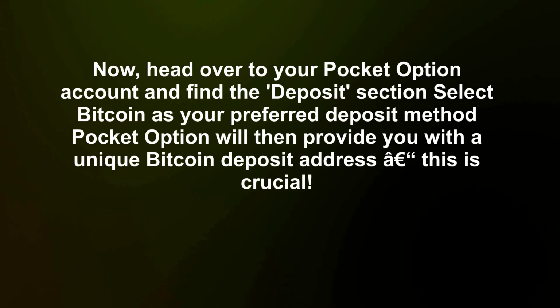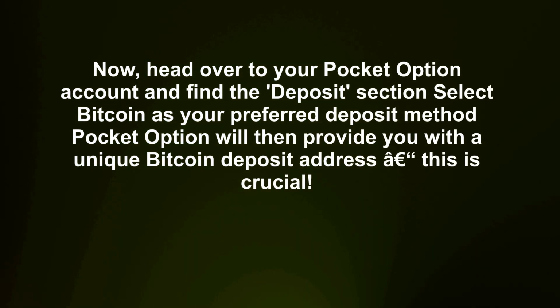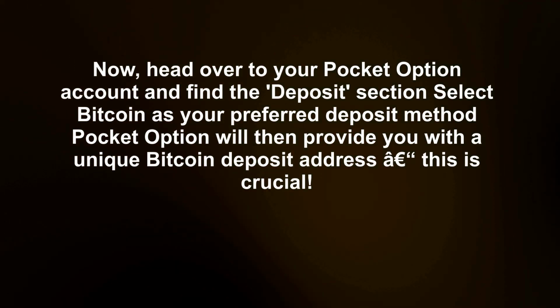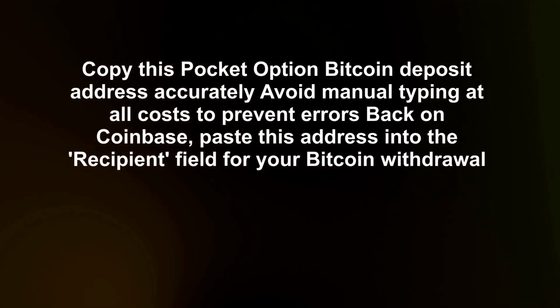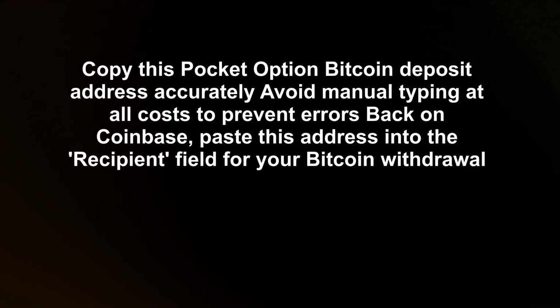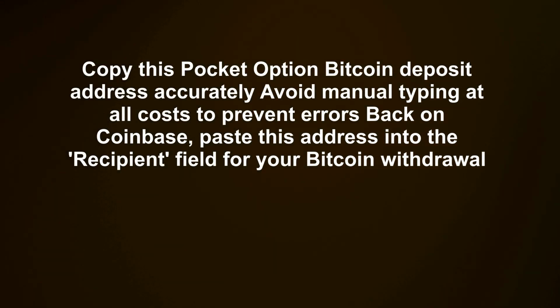Now, head over to your Pocket Option account and find the deposit section. Select Bitcoin as your preferred deposit method. Pocket Option will then provide you with a unique Bitcoin deposit address. This is crucial. Copy this Pocket Option Bitcoin deposit address accurately. Avoid manual typing at all costs to prevent errors.